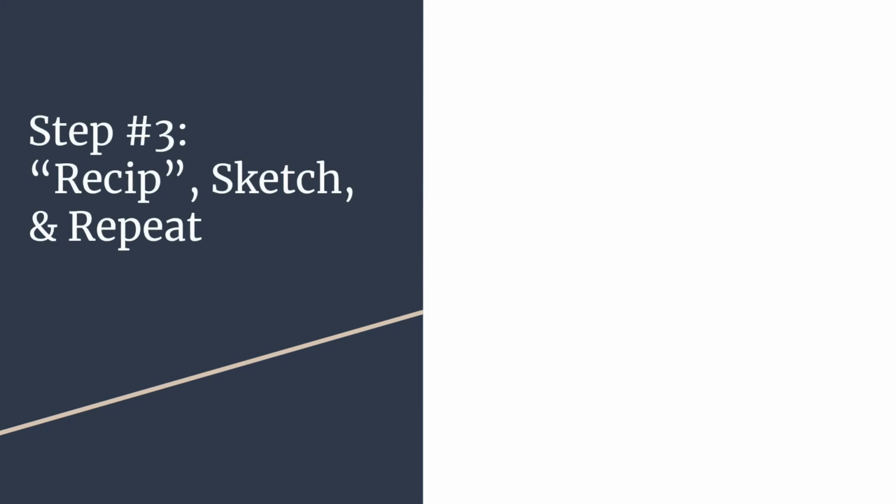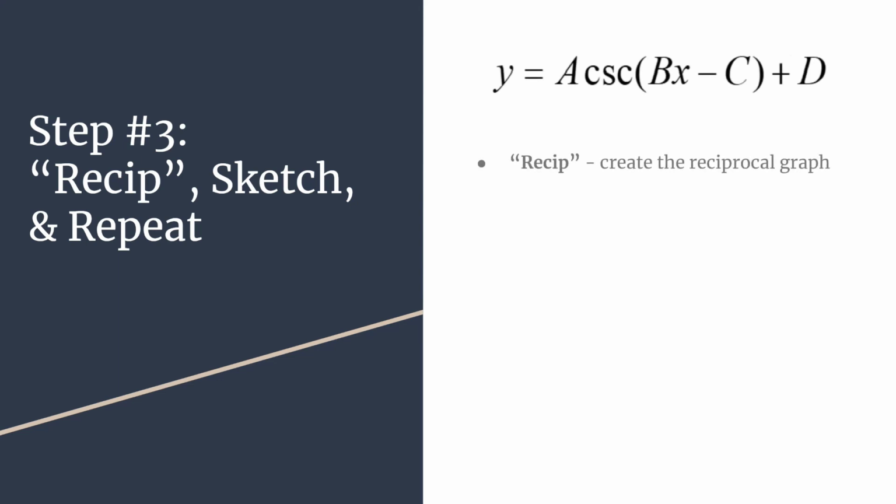So in step 3, we recip, or take the reciprocal, change it to the reciprocal function with a quick transformation. Then we'll sketch the first cycle and repeat for as many as we need. All right, so to create the reciprocal graph, you just need to know how to translate that companion graph. So we do that as follows.